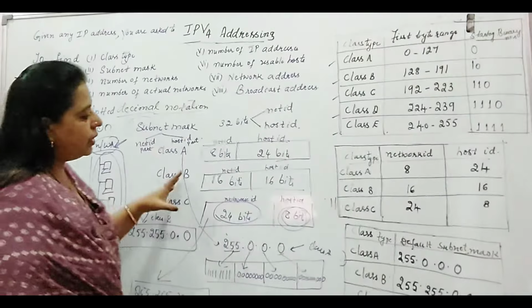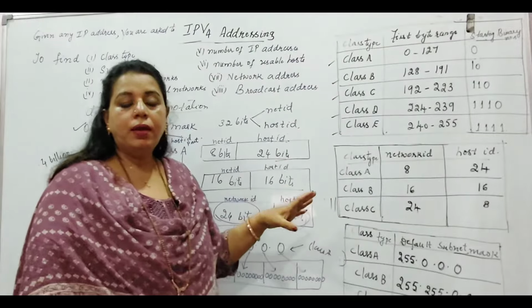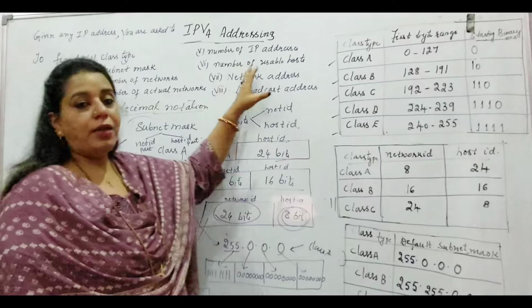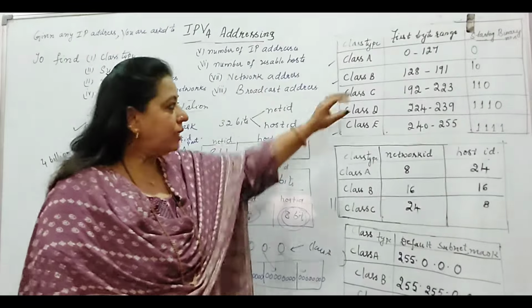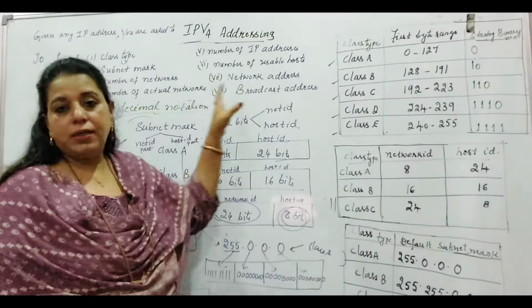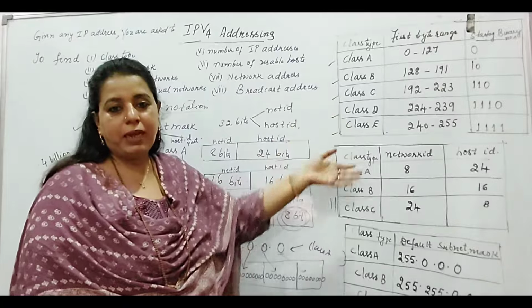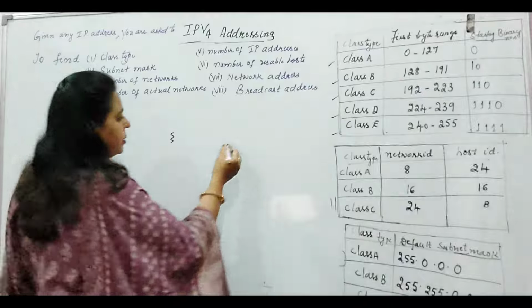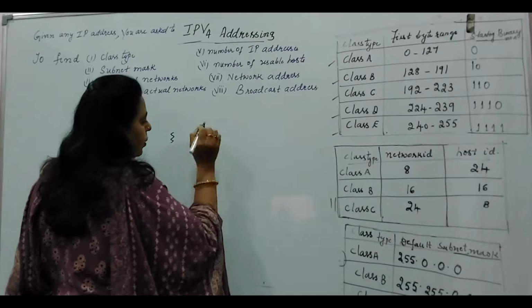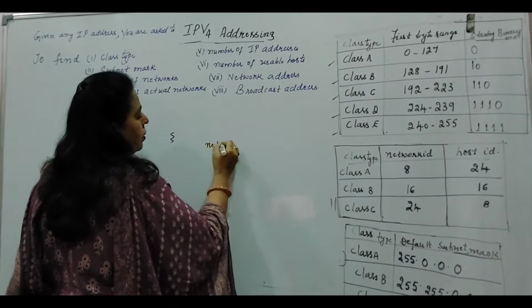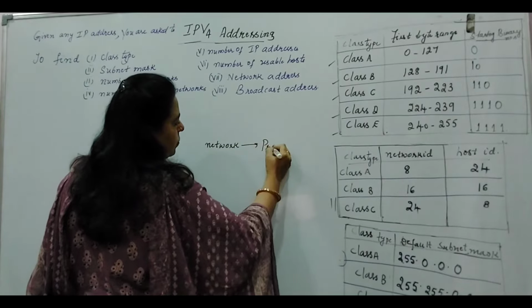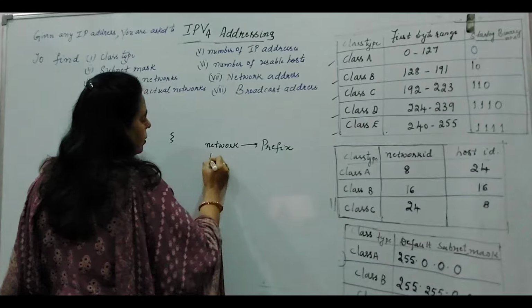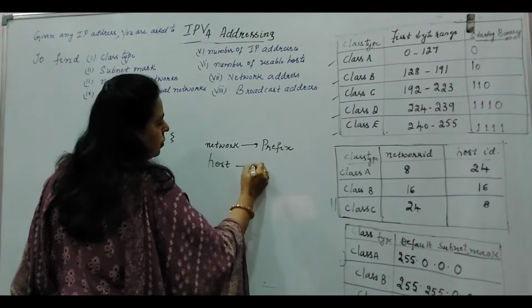I hope with this introductory part you can start working on the solution to such kinds of problems. Let me take one example first from class A itself, find out all these things, then we'll move on to class B and class C. And in addition to the previous information, remember one more point: the network part is always called the prefix and the host part is always called the suffix.